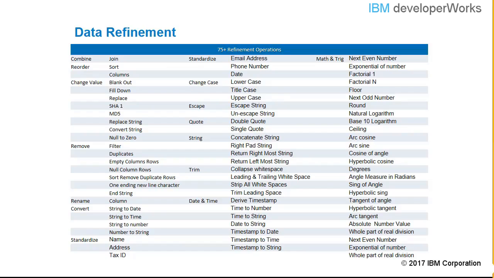As I mentioned earlier, Data Connect supports over 75 different refinement operations. And here we're showing you a sampling of those. And as you can see, there is a variety of different operations, everything from complex mathematical manipulations on the right to a variety of different types of string operations and data conversion.